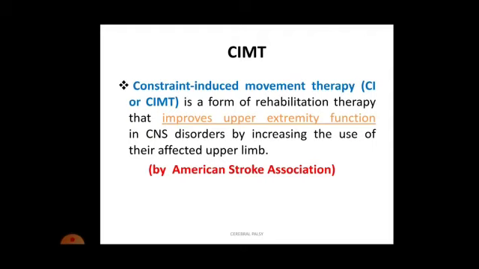Just consider that the patient's right side is affected and the left side is normal. What happens if you give any object to the patient? The patient will always prefer the left side to hold that object. Why? Because it is normal. The right side is not paralyzed. If the right side is paralyzed, then there is no meaning of doing this CIMT. At least there should be power on the right side.